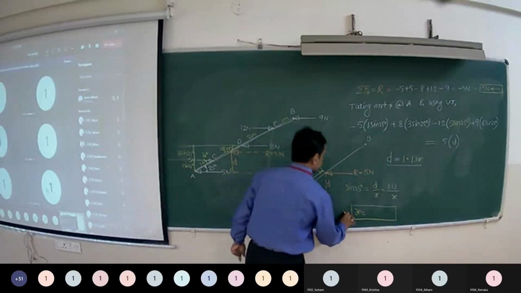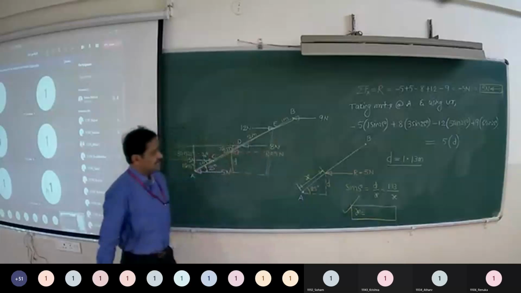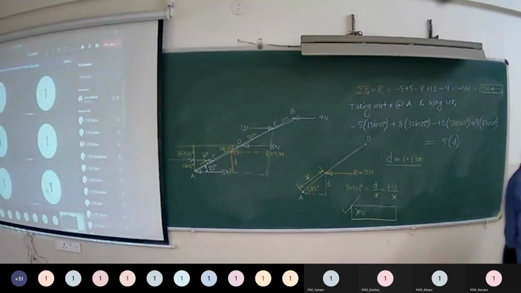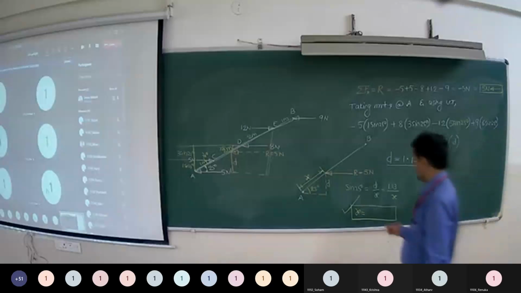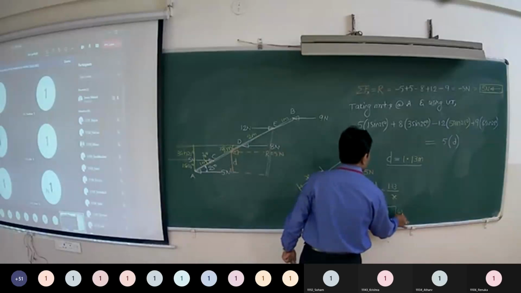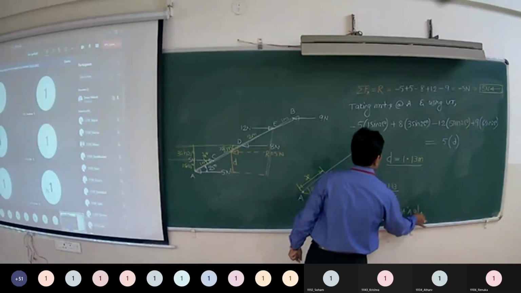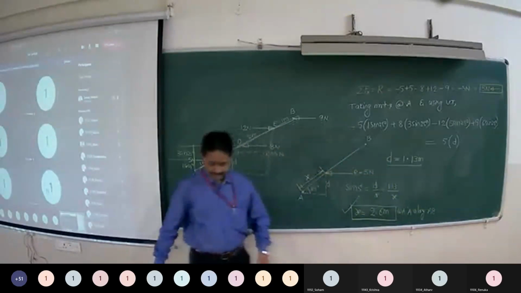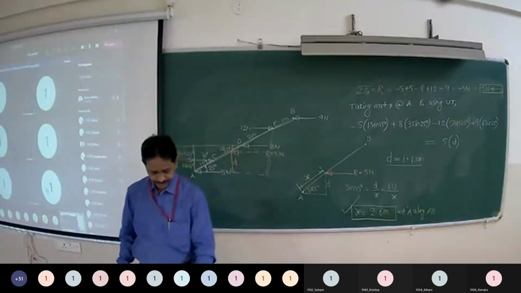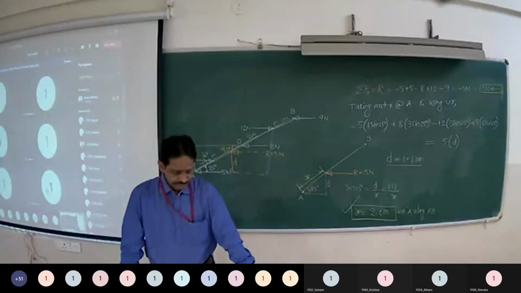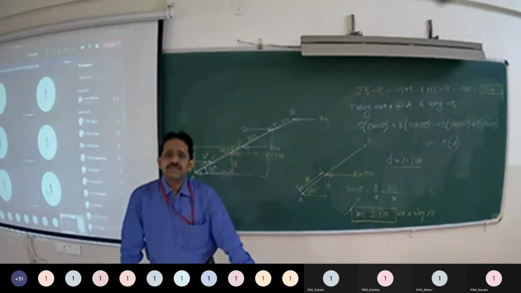Position of resultant with respect to point A along AB: 2.6 meter. Right. So 2.6 meter with respect to A along AB. Okay, any doubts? Parallel force system, very simple.